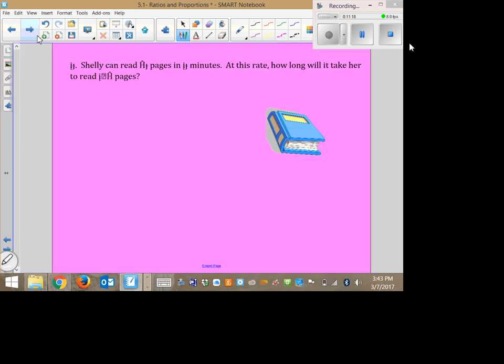So now Shelley can read 20 pages in 30 minutes. At this rate, how long will it take her to read 152 pages? If she reads 20 pages in 30 minutes, we want to know how long it will take her to read 152 pages. So cross multiply and divide, we get x to be 228 minutes.